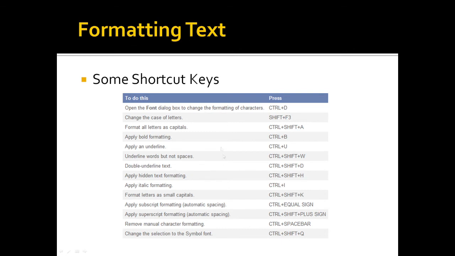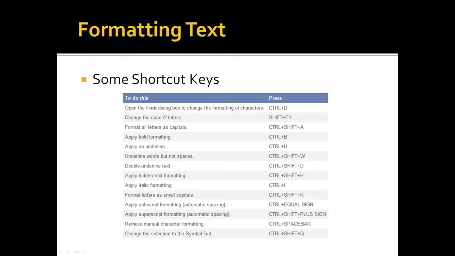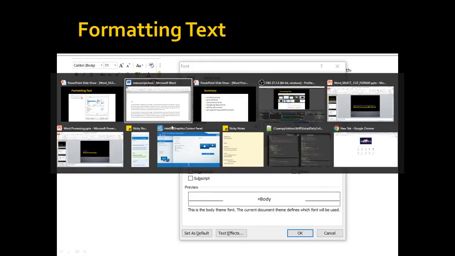Now if you open the font dialog box, we can use this one, or you can also press Control D. Okay, so we can click on this to open the dialog box. And you notice here we can change the font, the font style, size, font color, underline, and here are some effects. So we can use this also to format text. So let's try to do them now.